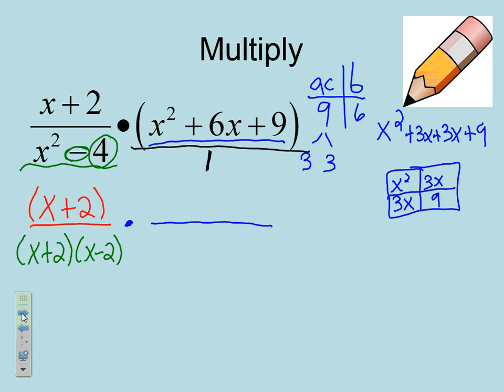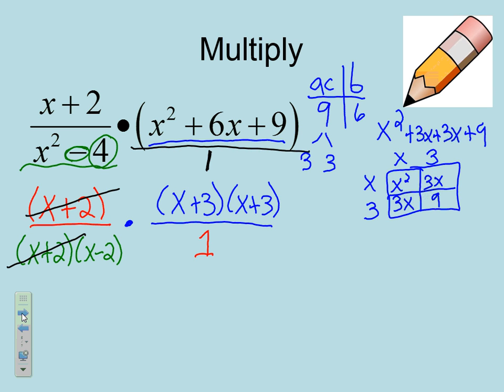Greatest common factor now, we have 3x, x, and 3. So on the top here, I can put x plus 3 and x plus 3. And on the bottom, I'm going to keep my 1. Now we can go through and we can cancel. So I have an x plus 2 on the top and on the bottom that can cancel. Now my only terms left on the top are x plus 3, and my only term on the bottom is x minus 2.